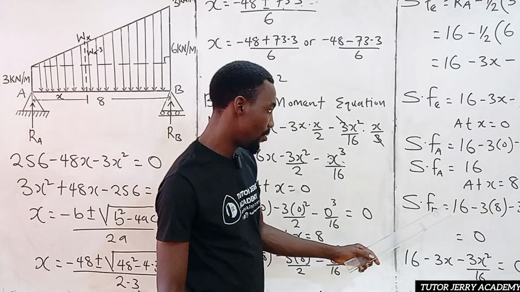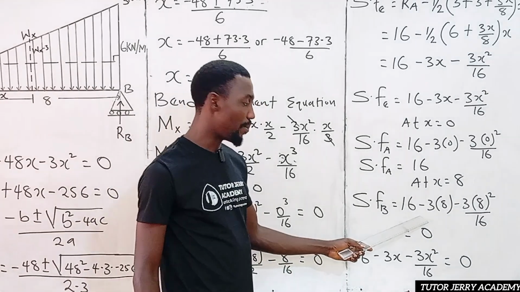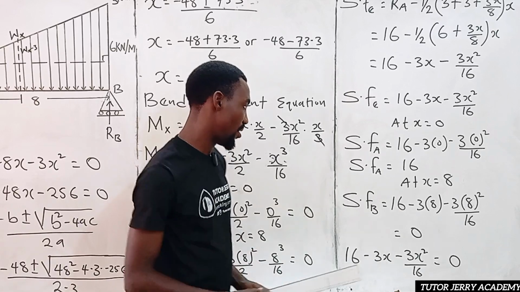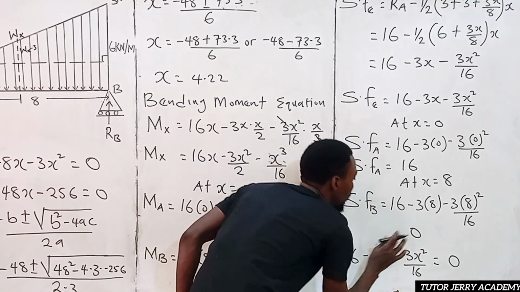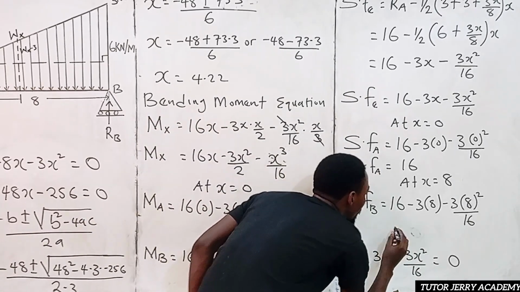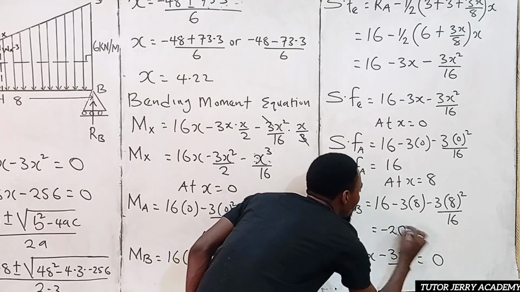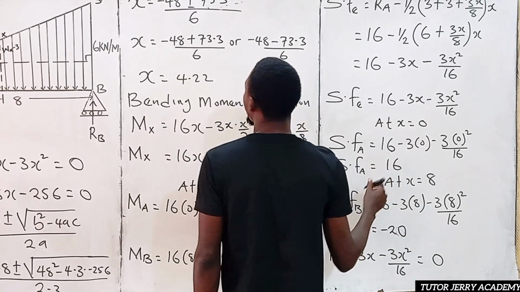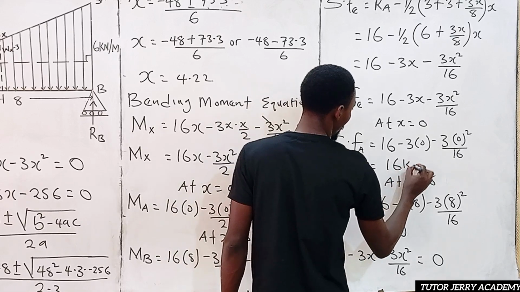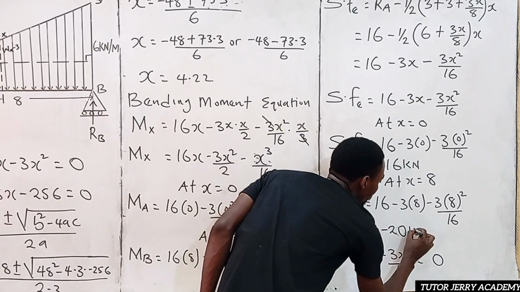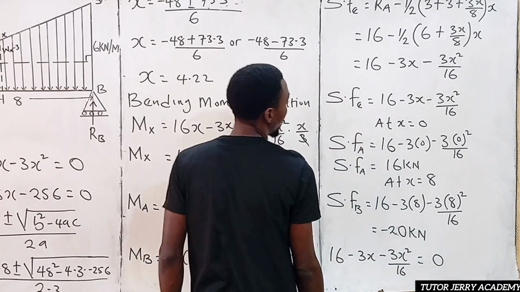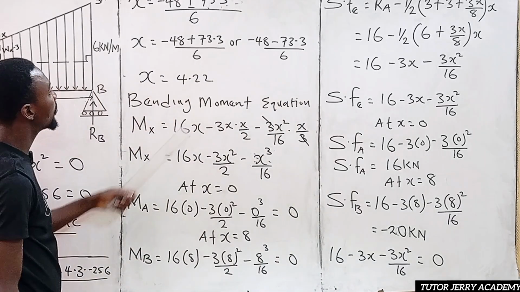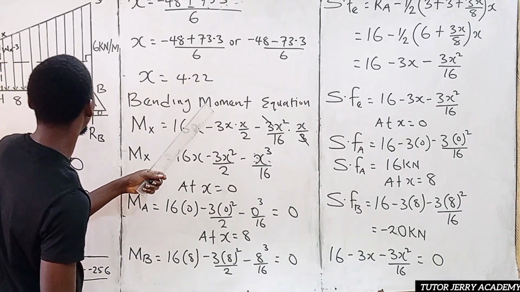There is a little error here. When you press your calculator, you are going to get negative 20. Yes, we are going to have negative 20 here. And don't forget your unit. It's going to be in kilonewton meter.